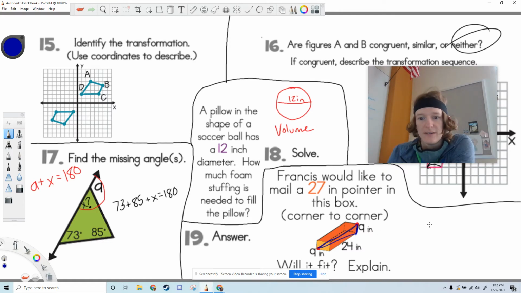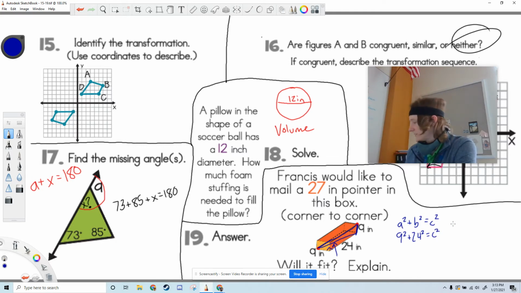Let's figure out this side. We get a squared plus b squared equals c squared. We get 9 squared plus 24 squared is equal to that line there. I know that's the longest one because this is my right angle. That's my hypotenuse, c squared. So let's do a little calculator work. I know 9 times 9 is 81. 24 times 24 is 576, plus 81. This is going to equal c squared. So we get 657 equals c squared.